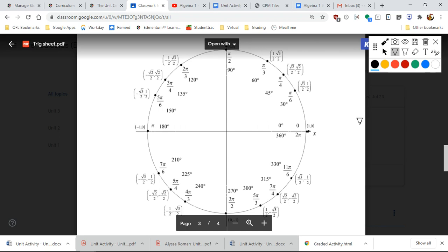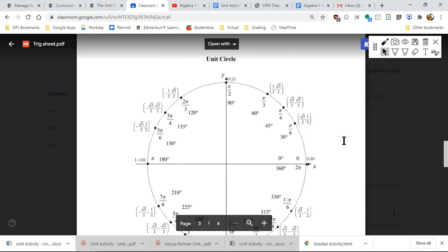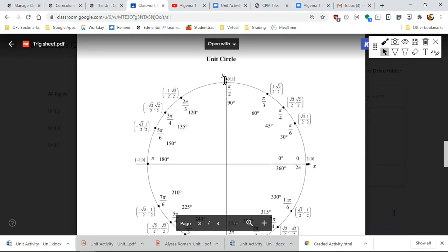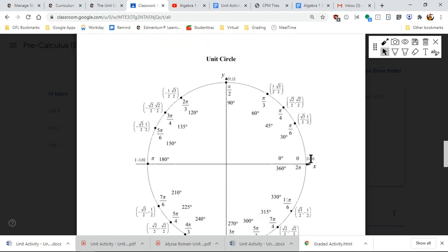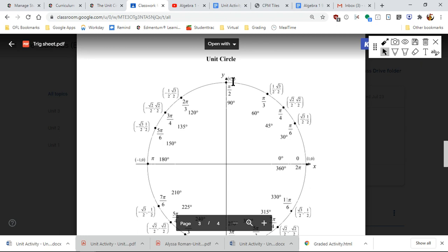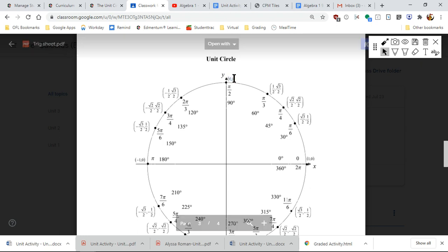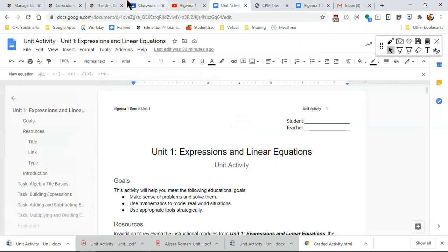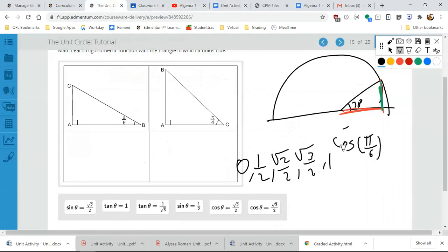And if you notice, they're switched. Our cosine is 1 here, but our cosine is 0 here. Our sine is 0 here, but our sine is 1 over here. And remember, sine is our y value in a unit circle.